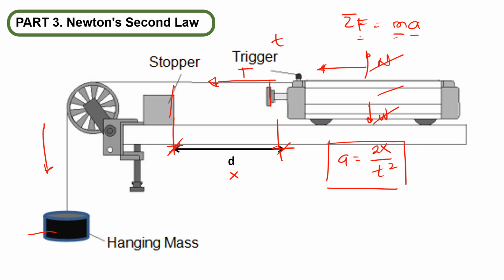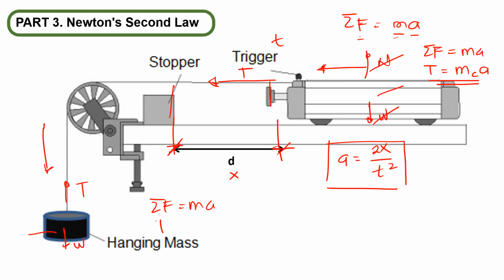On the cart, the summation of forces is equal to ma. So the force here is tension, equal to the mass of the cart, let me use mc, multiplied by the acceleration. So this is the formula for the cart. For the hanging mass, what are the forces? We have the weight of the hanging mass, and we also have the tension. We also need to use summation of forces equal to ma.